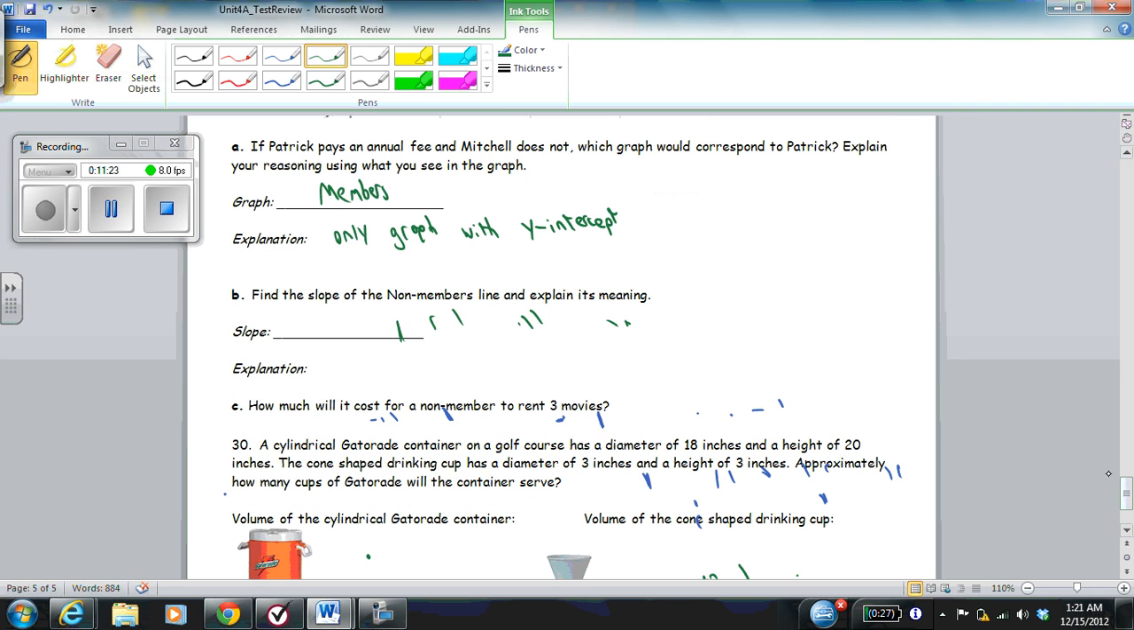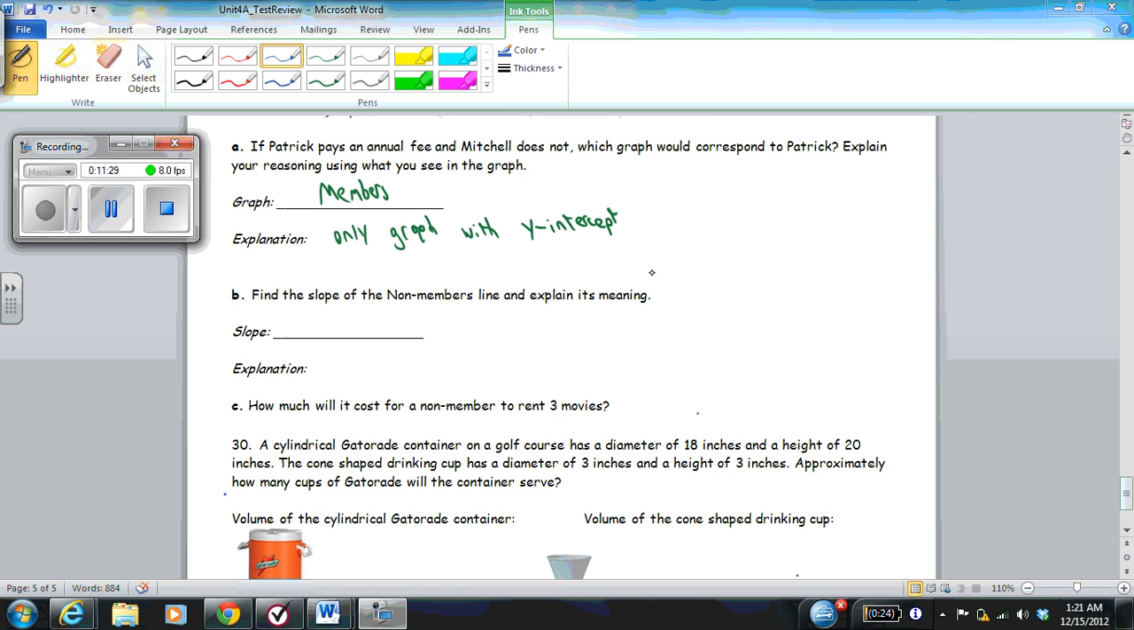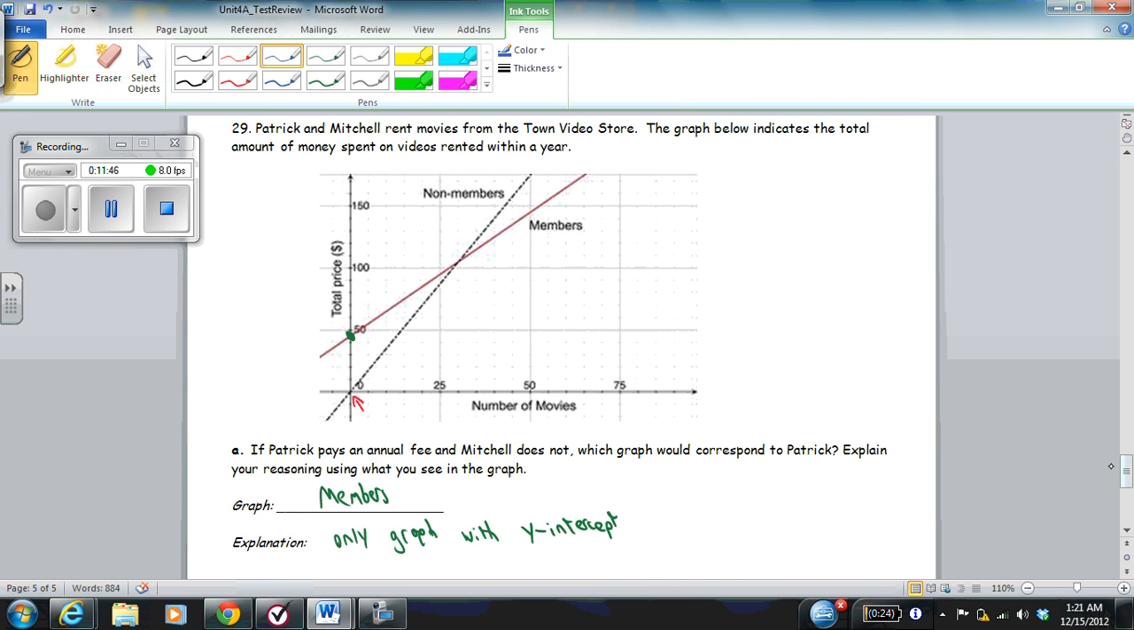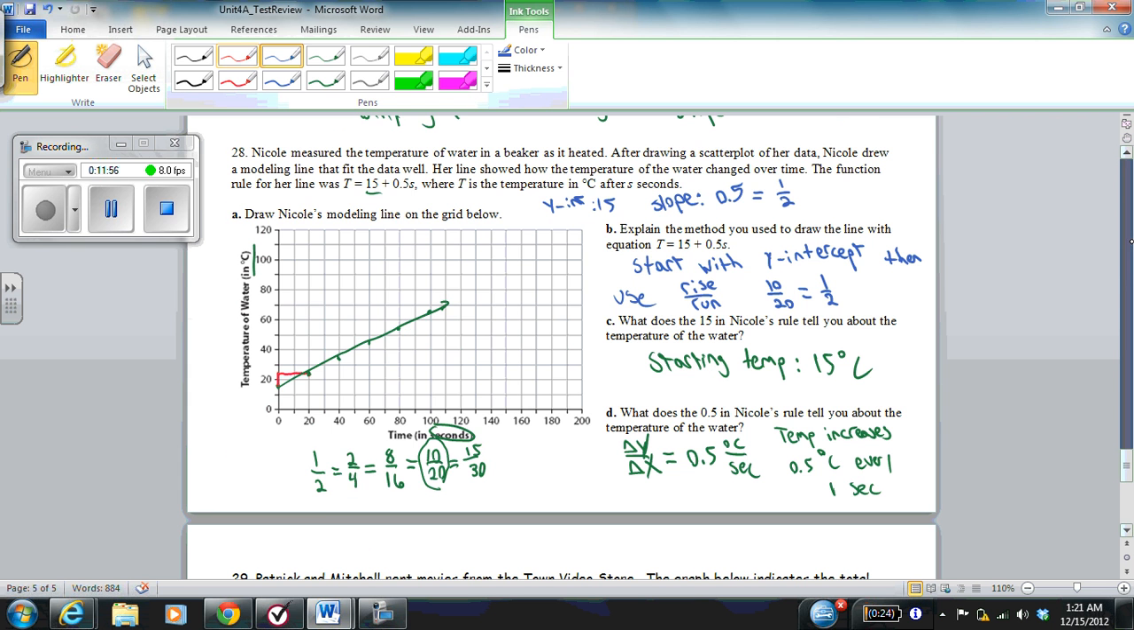Now we want to find the slope of the non-members line. So remember, slope is always change in y over change in x. On a graph, we can best find that by finding the rise over the run. But in order to do that, we first have to find some nice points on the graph. So we want the non-members line, which is the dotted black line. So here's a nice point on that line, and here's a nice point on that line. So let's see what the rise is and what the run is.